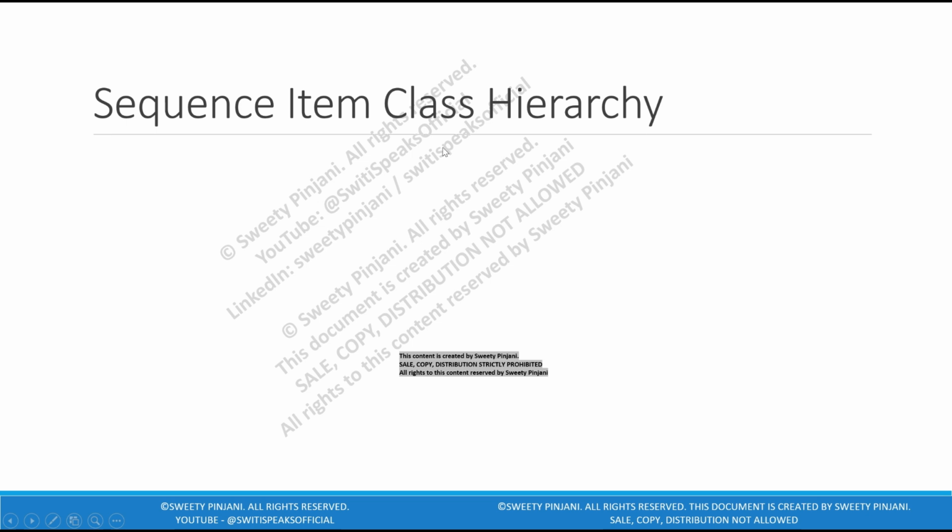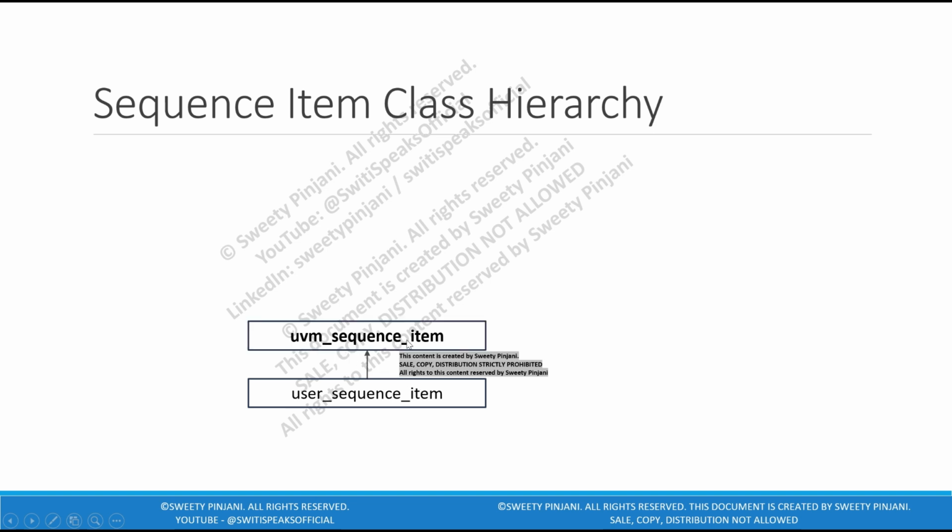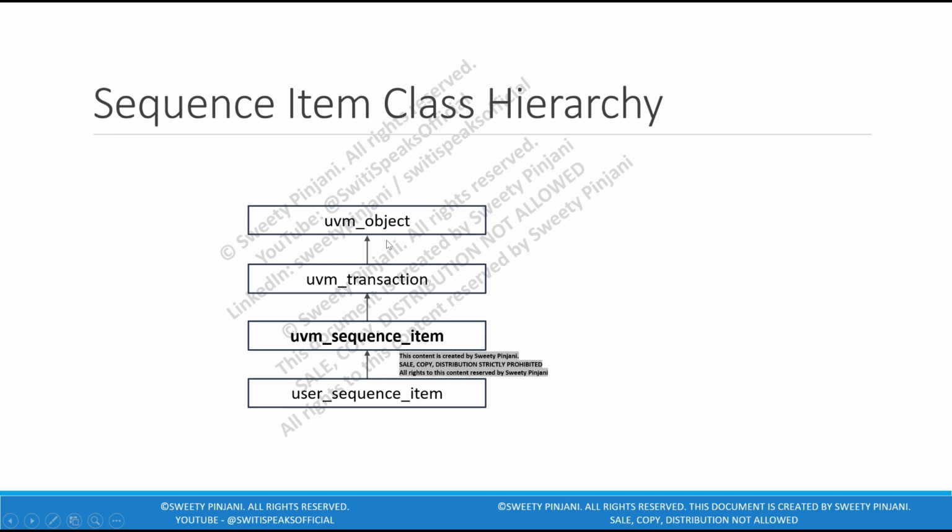Now let us understand the class hierarchy of UVM sequence item. Say you want to create your user sequence item. As I said, you can create it by extending from UVM sequence item. This UVM sequence item is an inbuilt class provided by UVM. This is extending from UVM transaction, which in turn is extending from UVM object, which in turn extends from UVM void. This is the class hierarchy for the sequence item class.